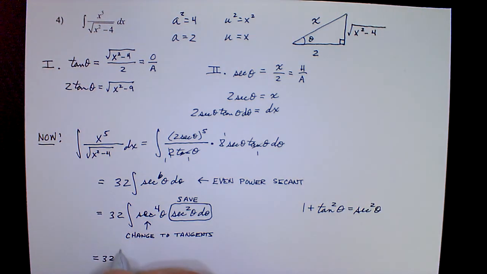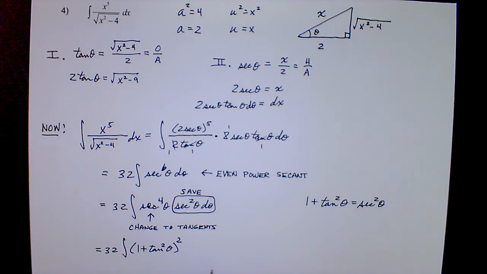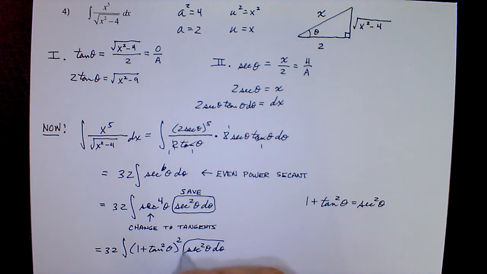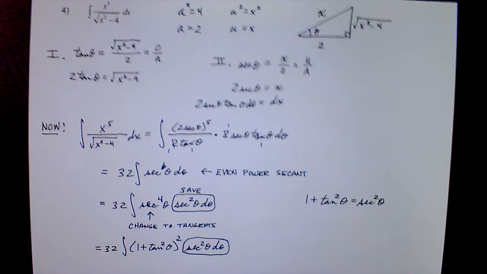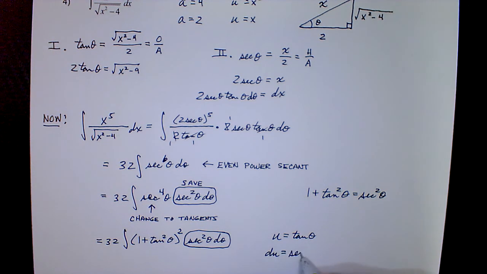So we have 32 integral. Okay, 1 plus tangent squared theta represents 2 factors of secant, but to represent 4 of them, remember we have to square it. And so then we'll recopy the secant squared theta d theta that we're saving for our du. Alright, now we're ready for u substitution. Pick u to be the tangent of theta. And the du is secant squared theta d theta.